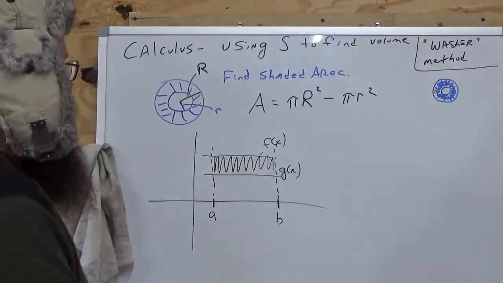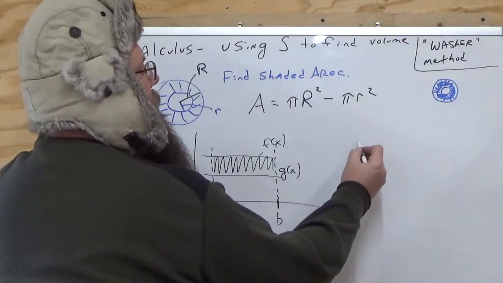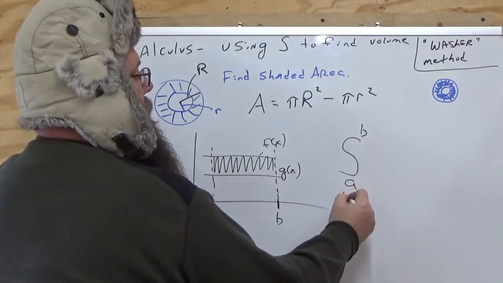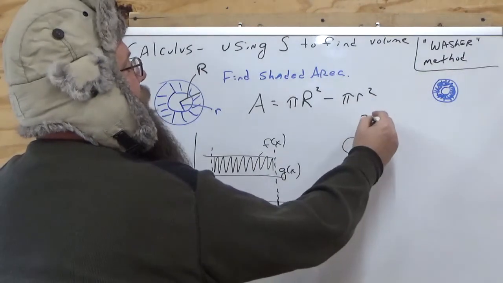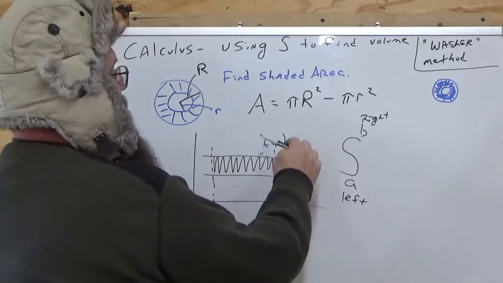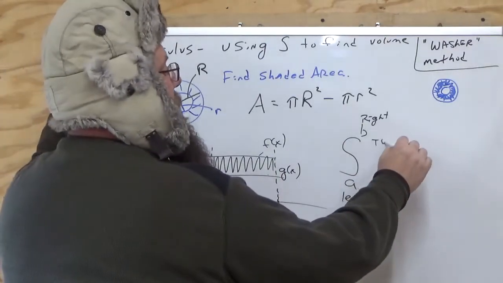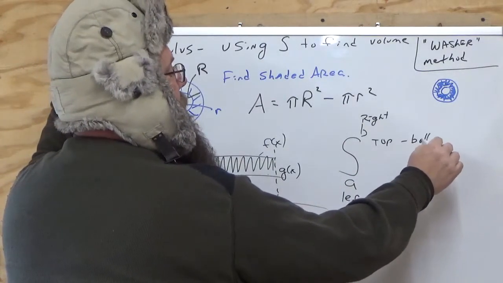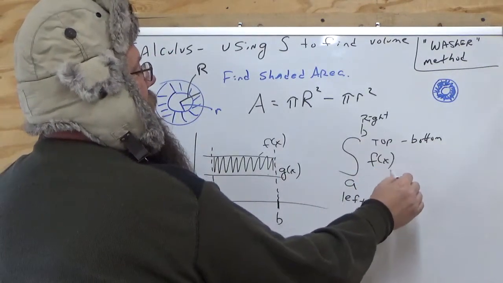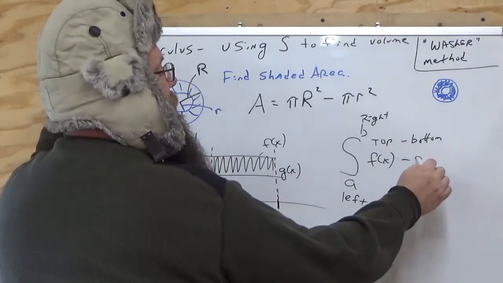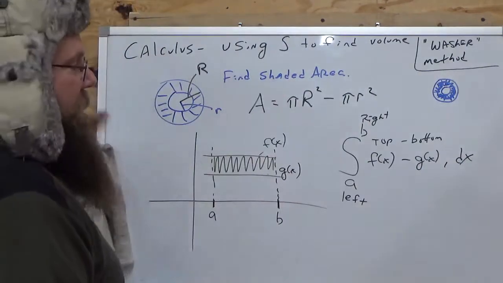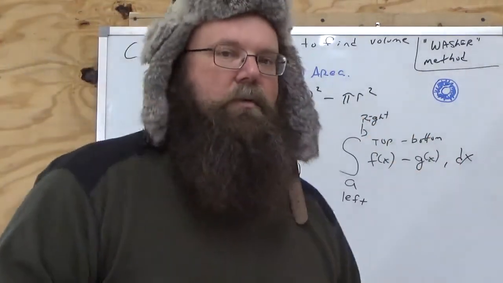If you had to find this area, this is what we would have done. Left to right, remember, left to right. The boundaries of our integral. And how did we set this up? We said top minus bottom, right? We always went top minus bottom. So what's the top function? In this case, it's f of x, minus the bottom function, which will be g of x. Don't forget, our differential has to be there, and every integral has to have the dx on the end. The differential's got to be there.